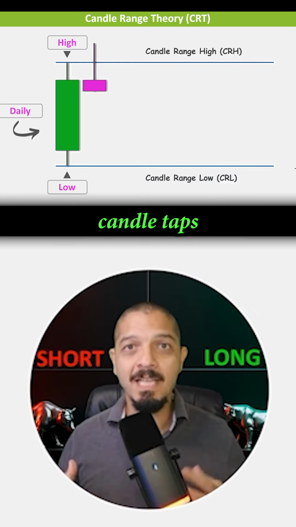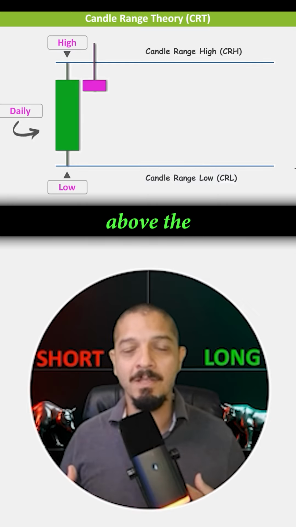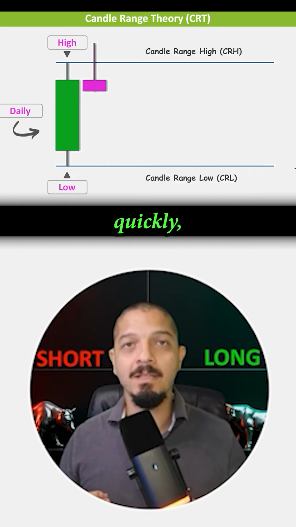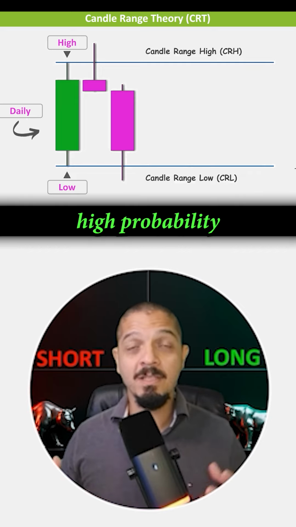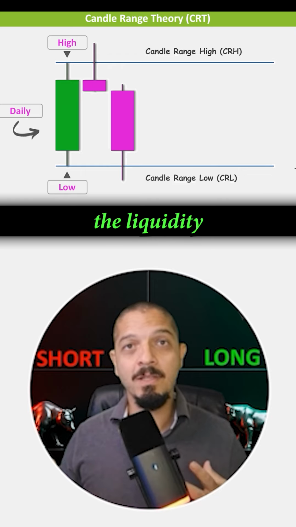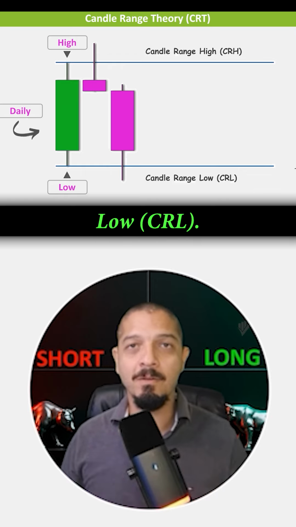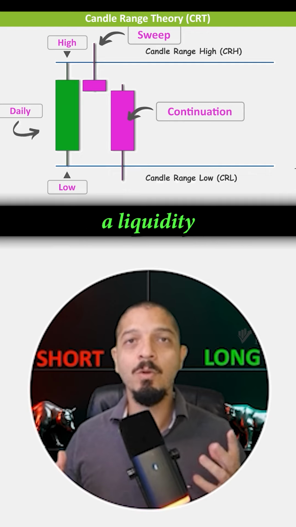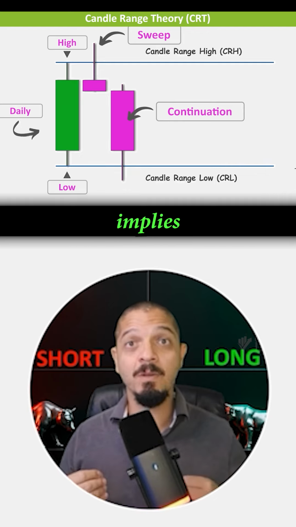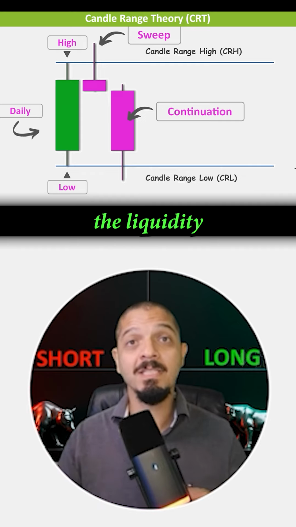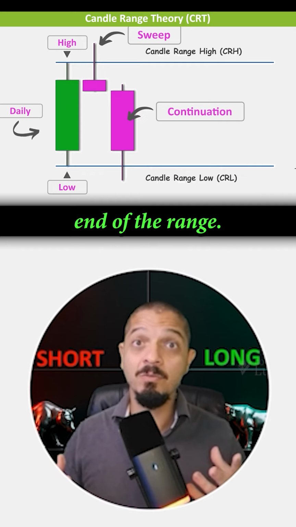Now, if the second candle taps the liquidity above the candle range high, CRH, and then reverses quickly, there's a high probability that the next objective will be the liquidity below the candle range low, CRL. In other words, a liquidity sweep of the CRH implies that the market is likely to pivot and seek the liquidity sitting at the opposite end of the range.